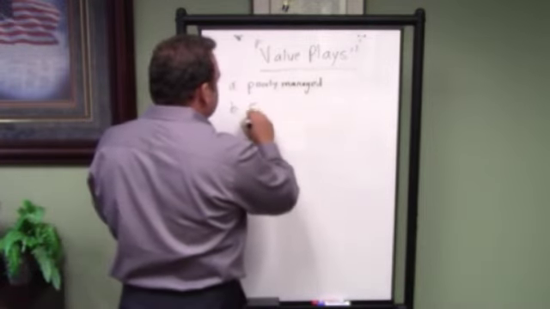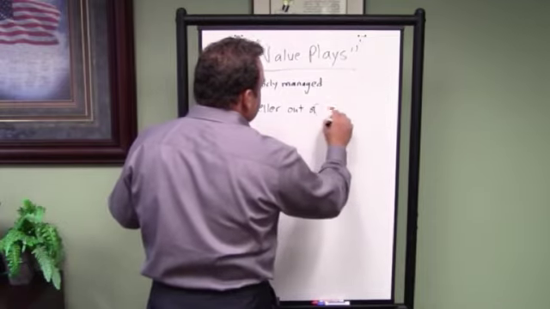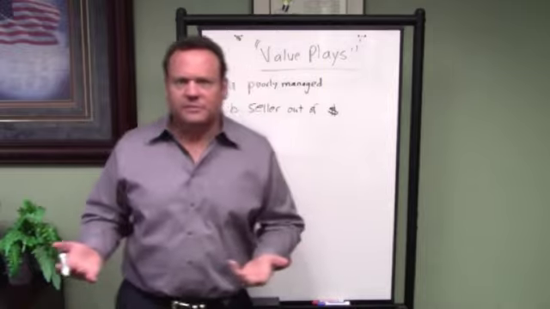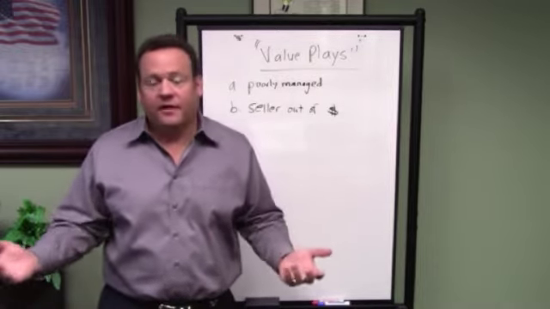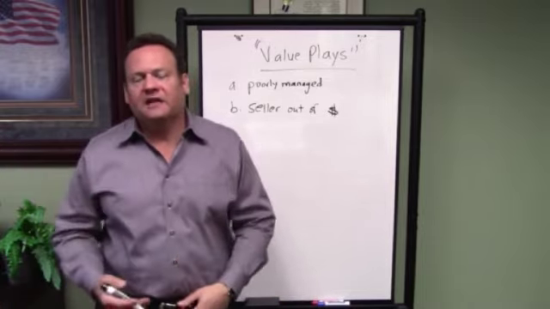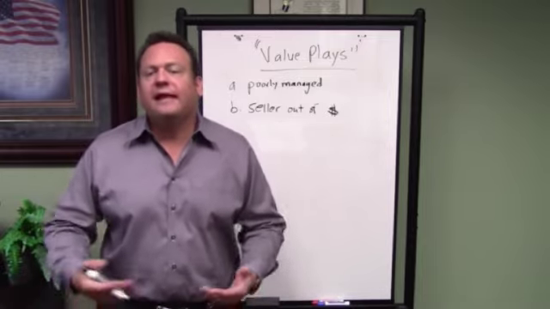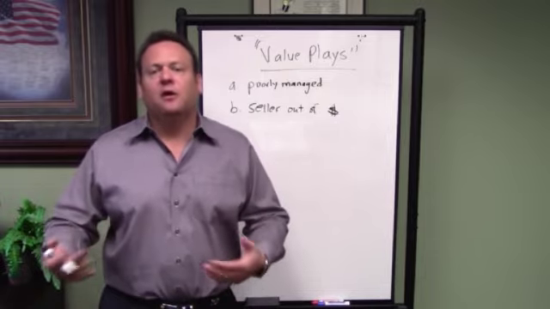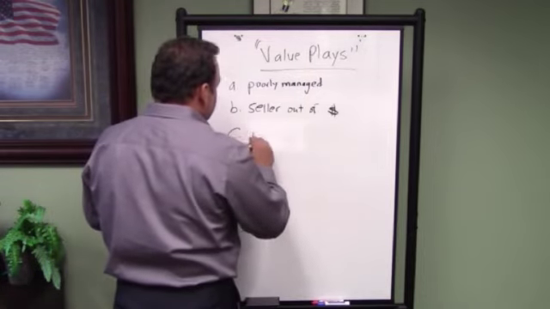B, seller out of money. So there's a 10-unit building, but 3 of them are unrentable because of major damage caused by tenants and they don't have the money to fix it up. Or there's a leaking roof that leaks in those 3 units so they can't rent them. Whatever. They ran out of money and therefore it's not performing at what it should be, which is a value play opportunity for you.